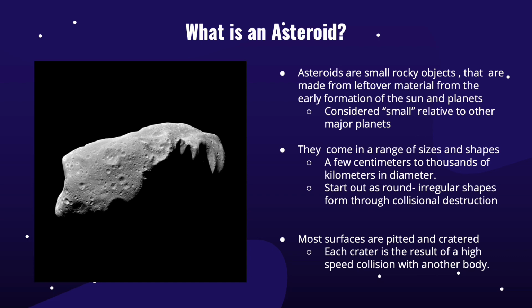Some are almost perfect spheres, while others are oddly shaped due to collisional destruction. When asteroids collide with other objects, they often break into smaller pieces, which create random and irregular shaped asteroids. As you can see in this image, most asteroids are pitted and cratered. These craters are formed when asteroids crash into surfaces of larger solid objects such as other planets or a moon.